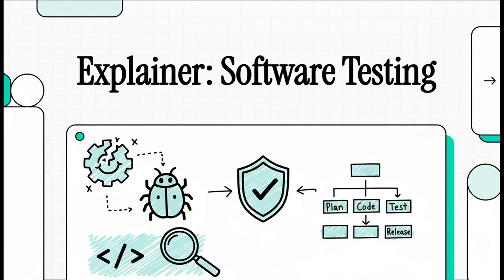Welcome to The Explainer. Today, we're going to pull back the curtain on the world of software testing. We're going to dig into why the apps on our phones and computers sometimes just break and explore the incredibly disciplined process that's all about stopping those failures before they ever happen.